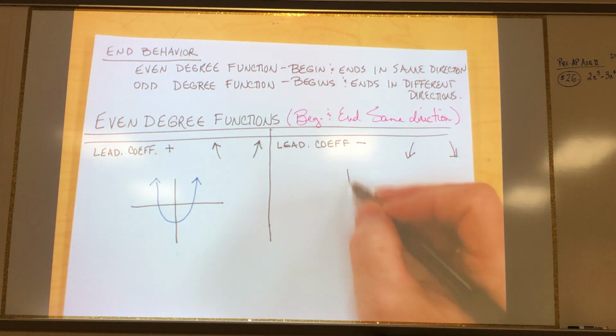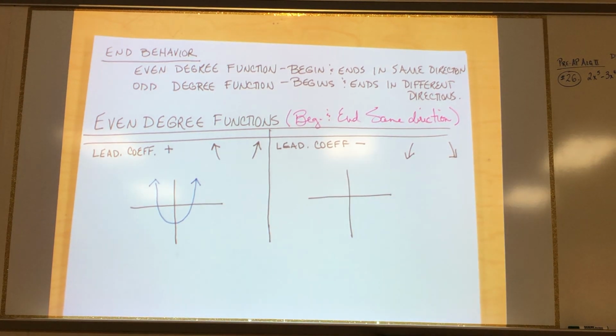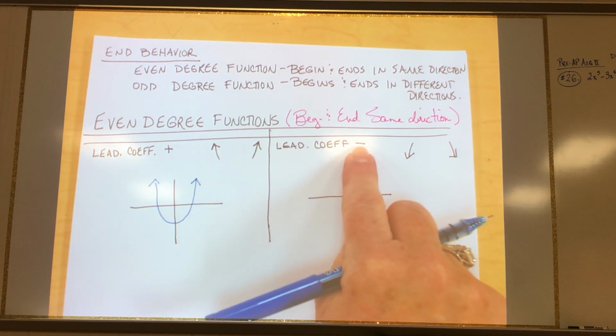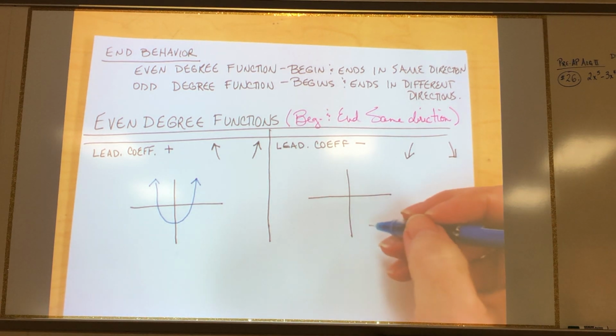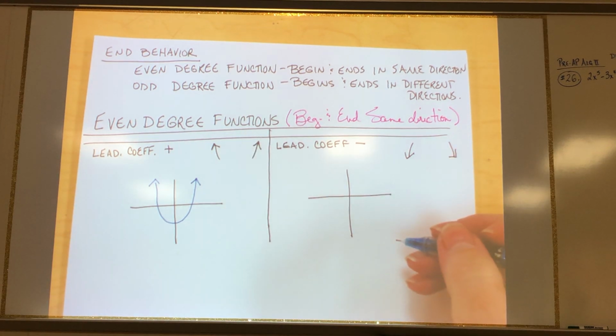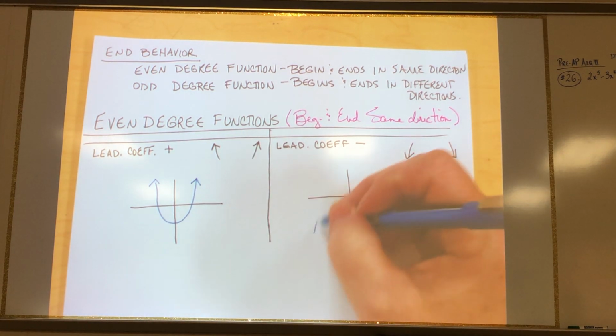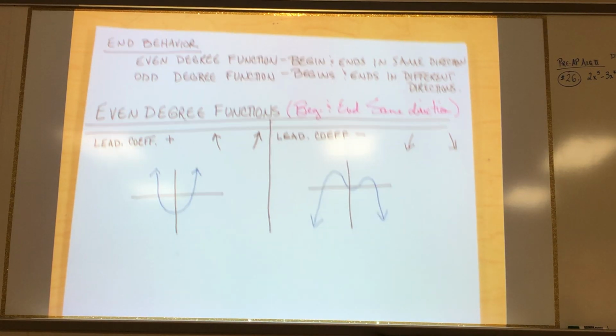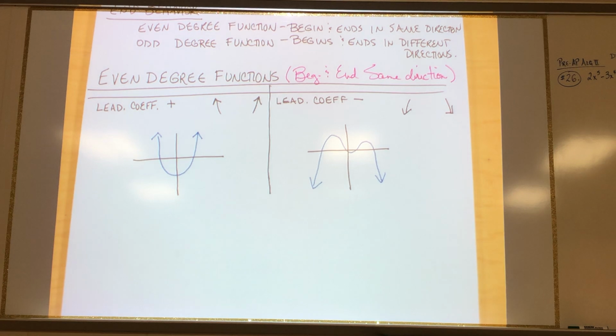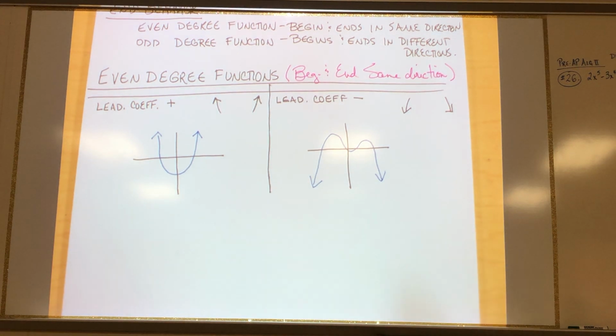Let's look at this guy over here. Okay? He's an even degree function, so he has to begin and end in the same direction. His leading coefficient is negative, so his right hand behavior goes down, and his left hand behavior, because he's even, has to go down also. So he could look like this. Oh, crazy guy. Okay? Crazy. We've not ever seen any like that, but that's what we're fixing to do. We're fixing to graph polynomial functions, and that's what's going to happen to them.